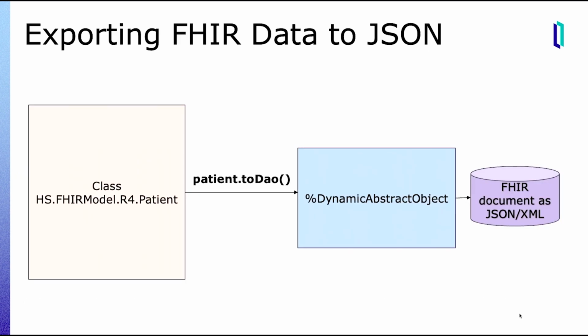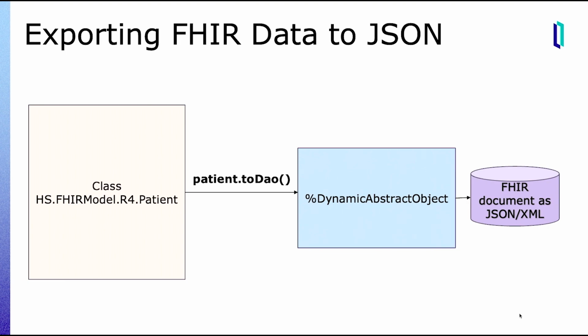And in the reverse direction, you go from classes to DAO to JSON or XML, which you can then use in various ways. You could actually store the data as JSON. You could have a REST API that returns answers in JSON. You could use it in any way you like.